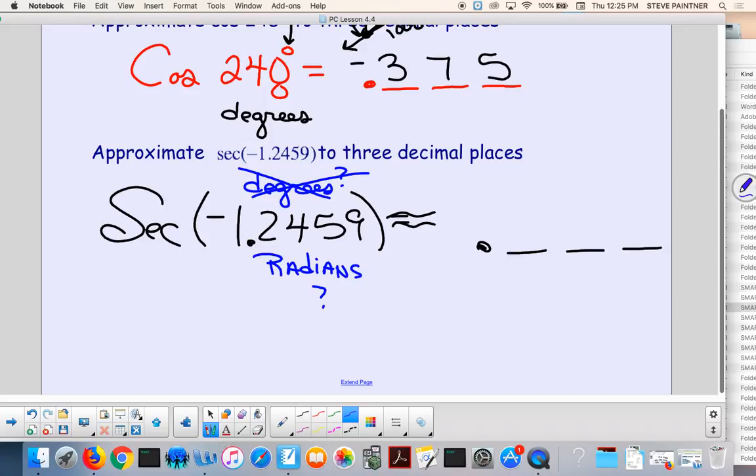Type it in, but here's the problem, you don't have secant. So you're going to type in what? Cosine of negative 1.2459. That is radians.